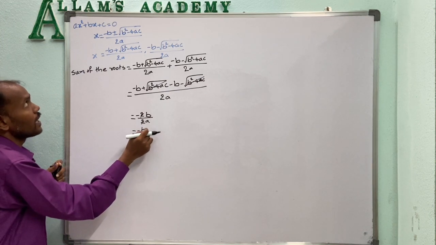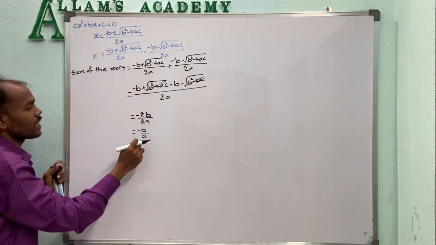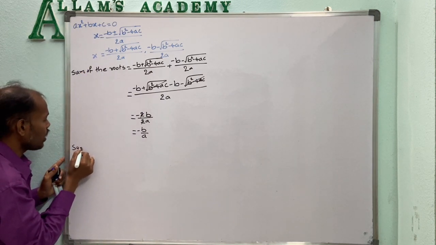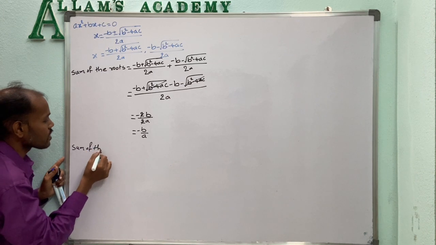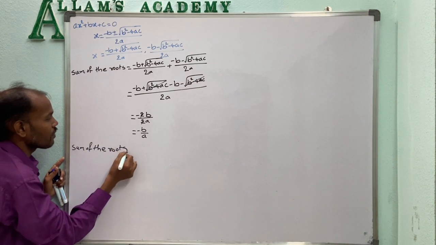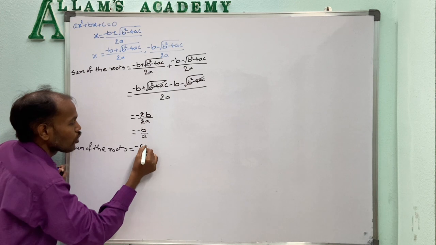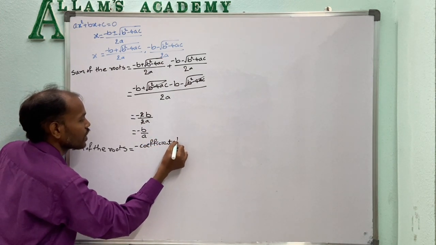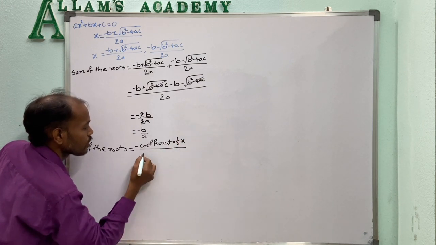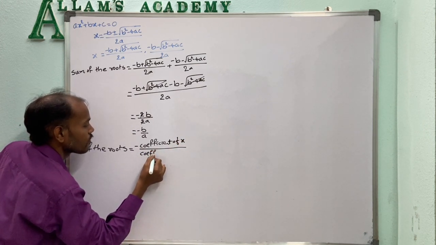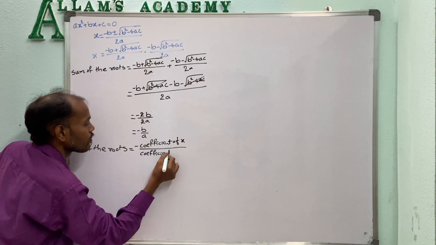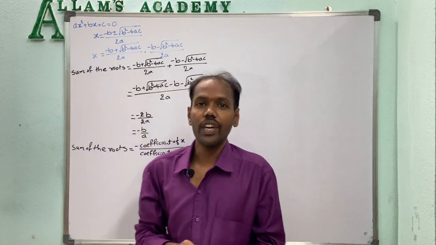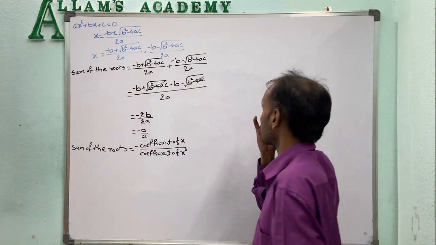Here b is the x coefficient and a is the x square coefficient. So the sum of the roots of a quadratic equation is minus the coefficient of x by the coefficient of x square.